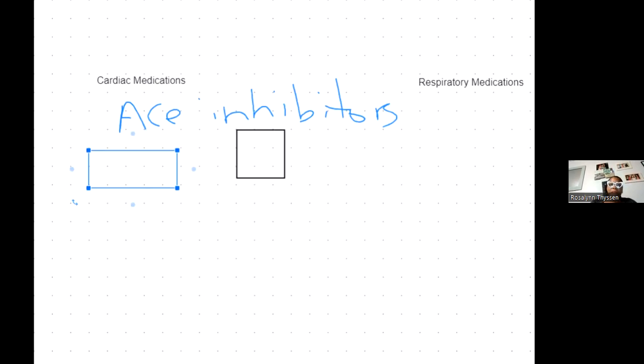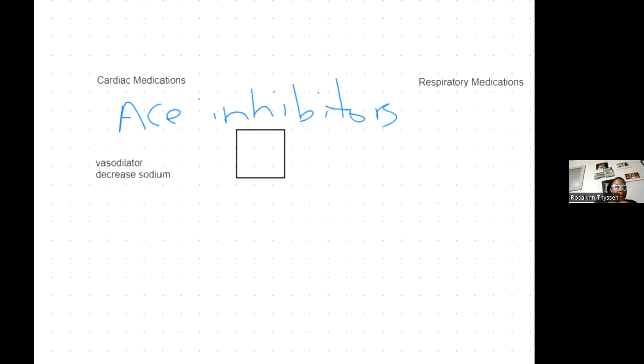So ACE inhibitors are good for patients with heart failure and high blood pressure because of how it works. It's going to vasodilate. Anytime we have vasodilation, what happens to the blood pressure? It drops. Anytime we get rid of sodium, what are we also getting rid of? Fluids. Okay. So that's how ACE inhibitors work. We know it's good for hypertension. It's also good for heart failure.